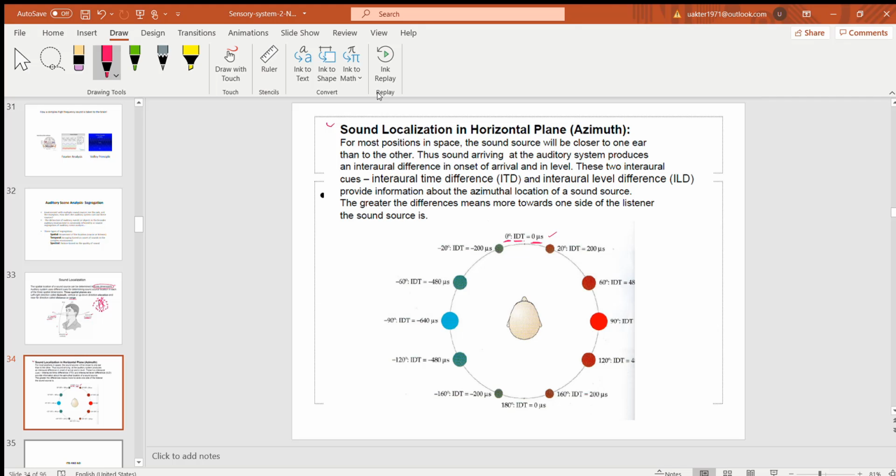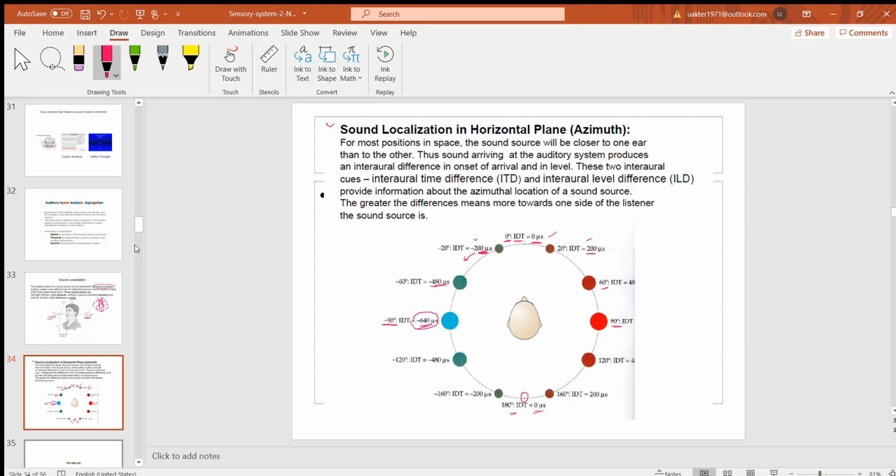And as you move laterally more, you see the difference increases. Here towards left minus 200 microsecond, same distance towards right 200 microsecond. As you move more, the difference increases, right? And at 90 degree, that means straight right or left to your ear, the difference is highest. Makes sense? So if the difference is highest, that means it is just straight lateral to one side of your head. Again, in the back, straight in the center is 0. The difference is 0. Okay.